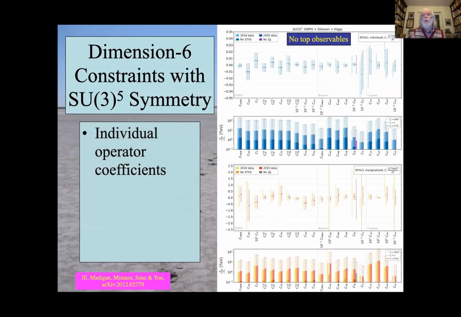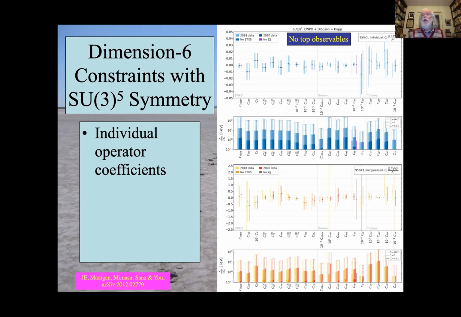So what do we find? On the right-hand side, we've got constraints on the operator coefficients scaled to a new interaction scale of 1 TeV in the top panel. In the second panel, we've got a constraint on the scale lambda, assuming various different values of the couplings, whether they're 1, bigger than 1, or smaller than 1.